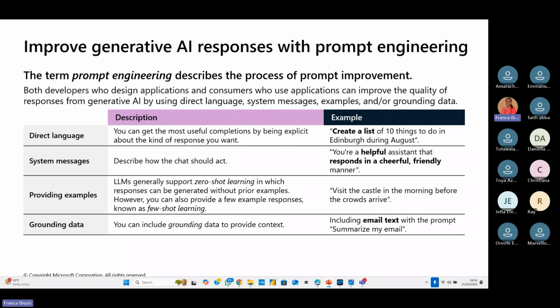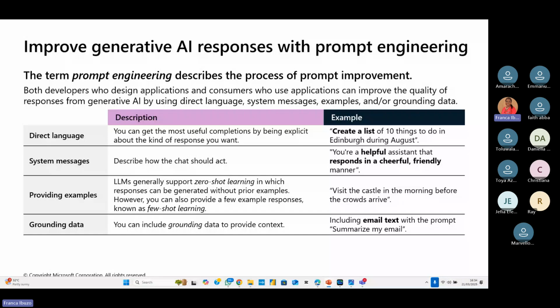Then you have the system messages. This describes how the chat should act. An example is: you're a helpful assistant that responds in a cheerful, friendly manner.